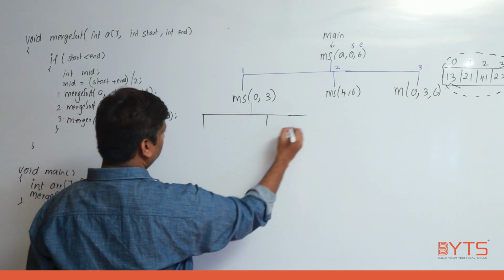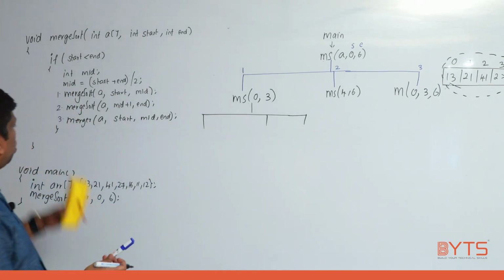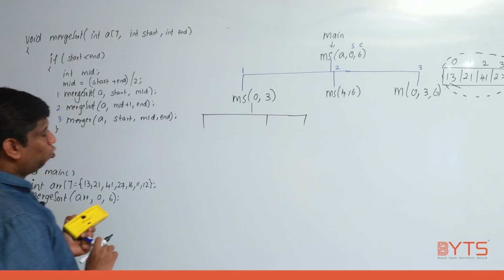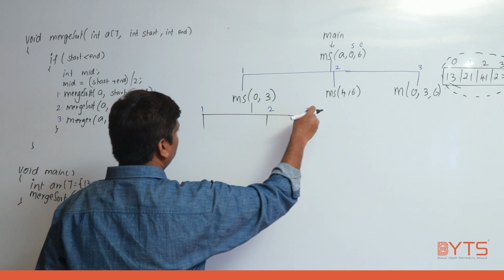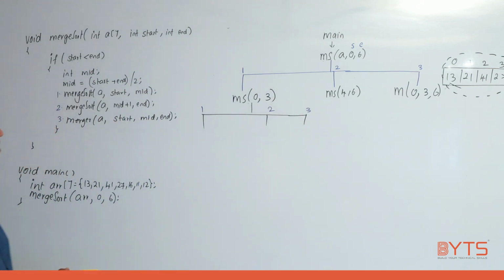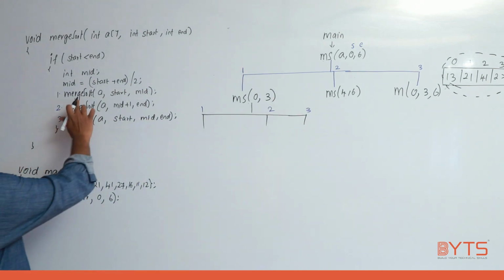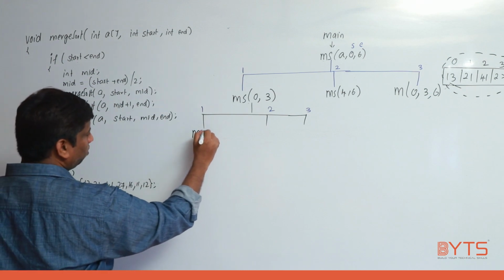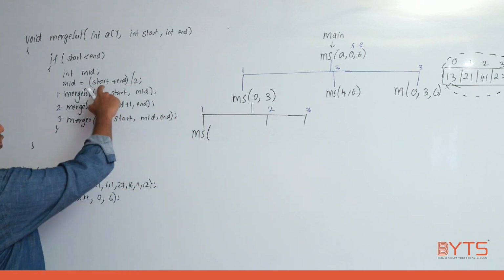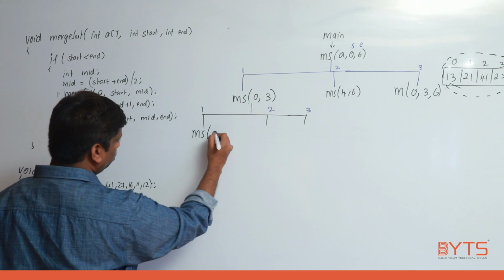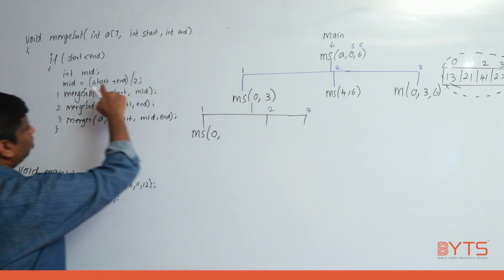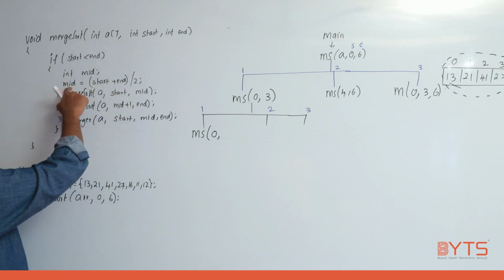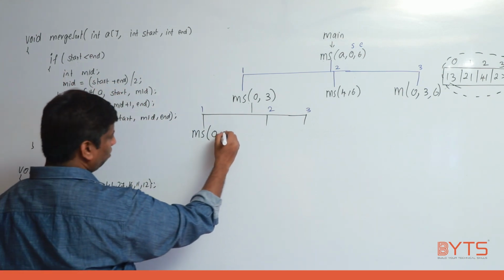First line, second line, third line, right? So statements 1, 2, 3 are executed, right? What is the first line telling? Can you please tell? Merge sort of start value. What is the start value? 0 comma end. End value is 3. 0 plus 3, 3, 3 by 2, 1. So start comma 1.